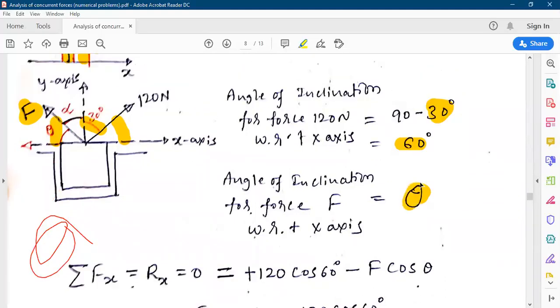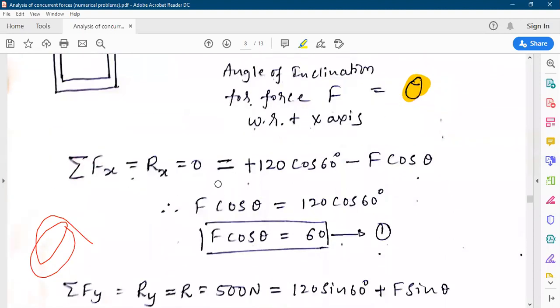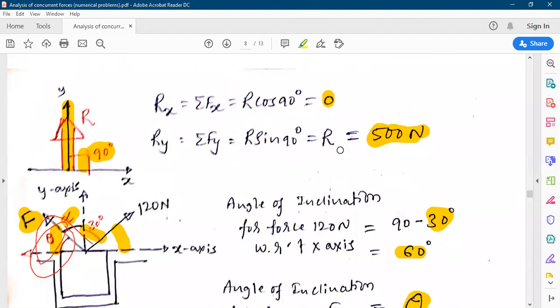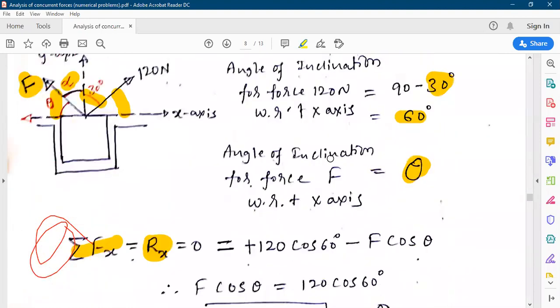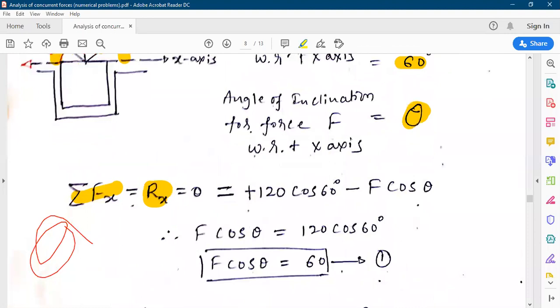Once theta is known, we can calculate alpha. 90 minus theta will give the alpha value. So now we'll try to resolve it. So find out sigma Fx. Sigma Fx is equated to Rx, where Rx value is equal to 0 here. So resolve all the forces along x direction and equate it to 0, because resultant force is acting along y axis, so its x component is 0.